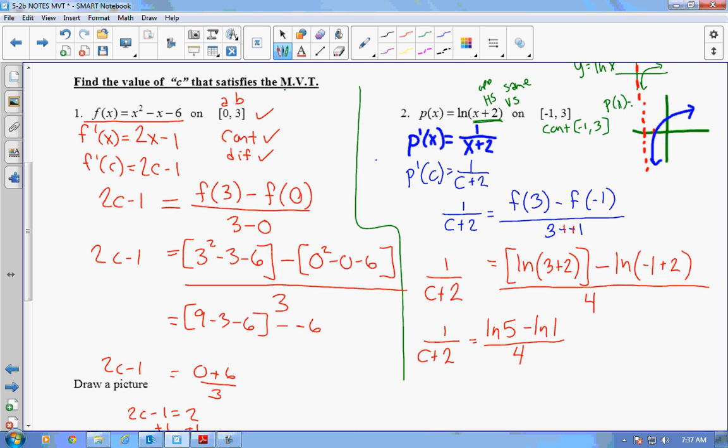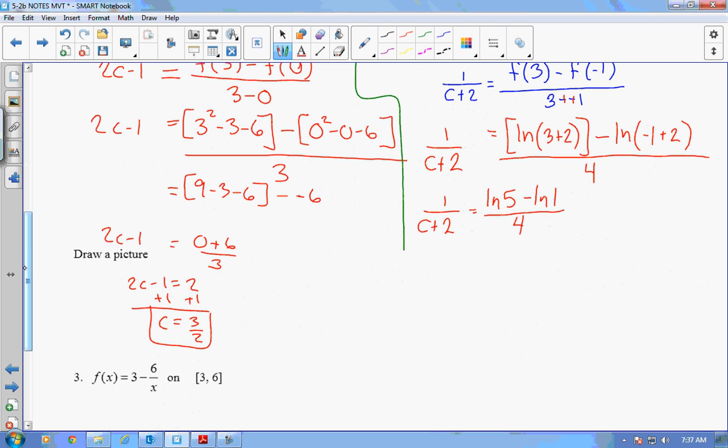We're trying to get c by itself. So would that be ln of 4 over 4? Yeah, you can't subtract those like that. What's the natural log of 1? 0, right? So this one is just subtract 0, so it becomes 1 over c plus 2 equals natural log 5 over 4, because that one is 0.